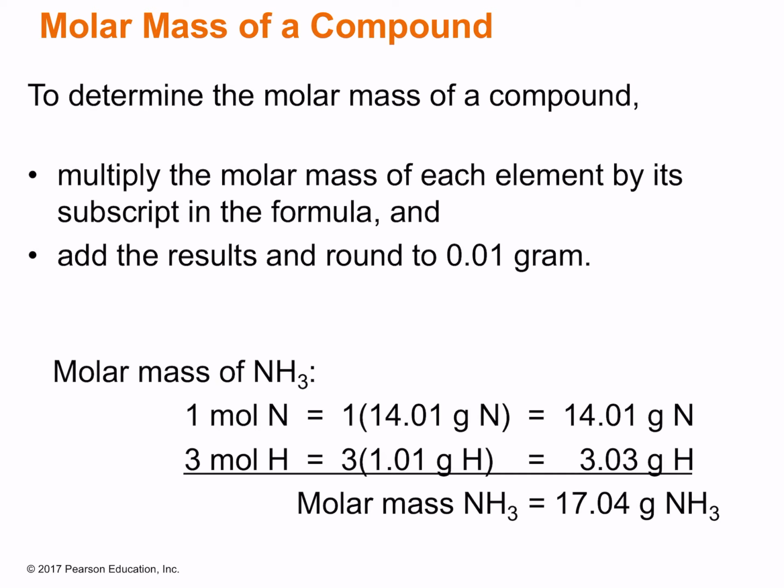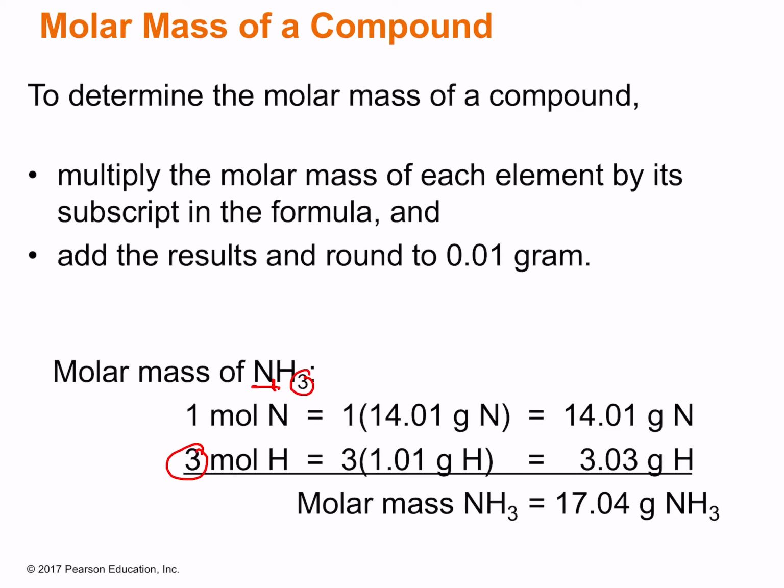But compounds are a little bit different. To figure out the molar mass of a compound, you're going to multiply the molar mass of each element by the subscript in the formula, and then we're going to round the result. So like this is NH3, right? Nitrogen trihydride. And in nitrogen trihydride, we have 1 nitrogen, right? Because this is like an imaginary 1 right here. So that's where we're getting this 1 mole of nitrogen. And then this 3 for hydrogen, right? So we have the 3 here.